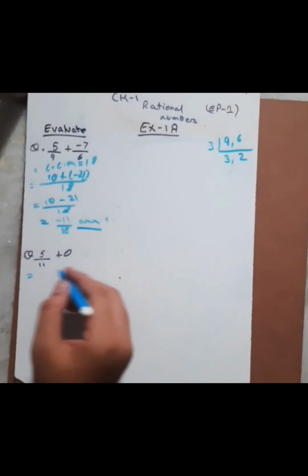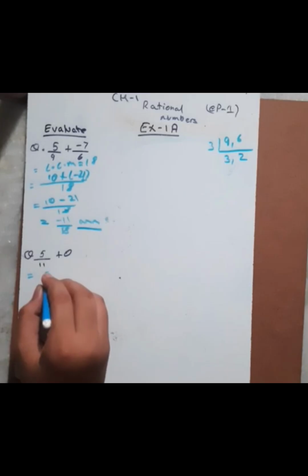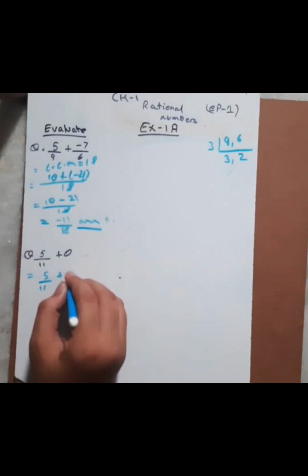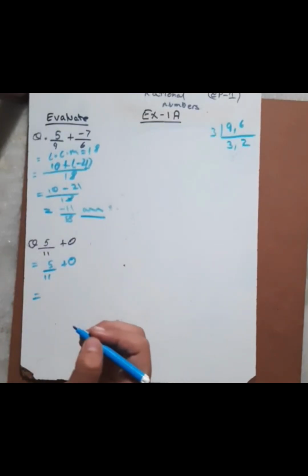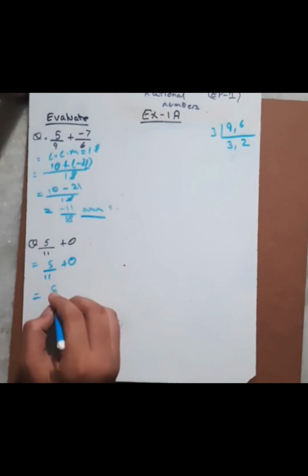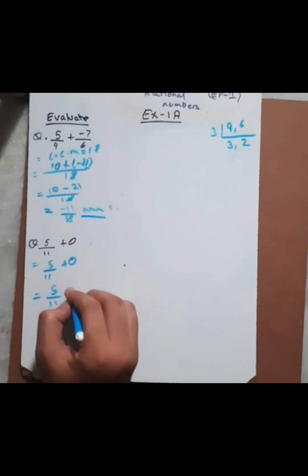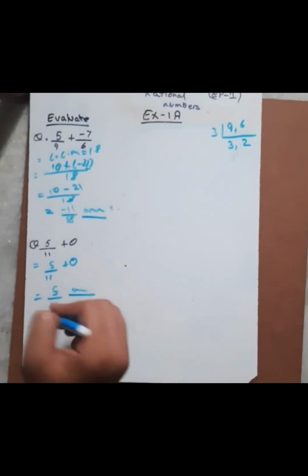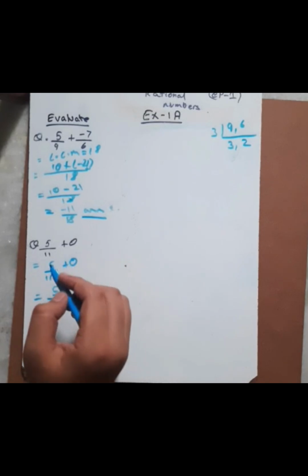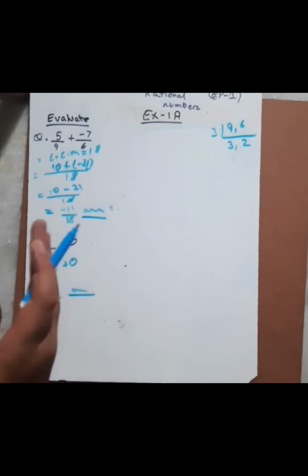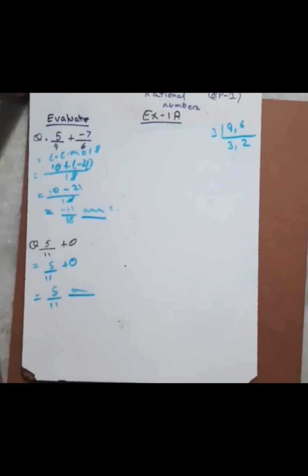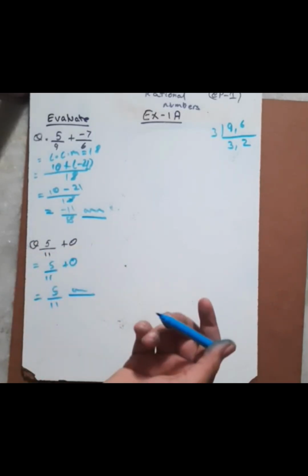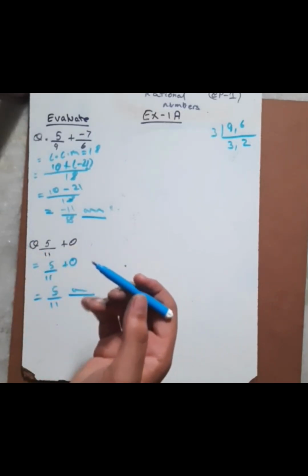So how many rupees will you have now? 150. So 5 by 11 plus 0, how much will you have now? 5 by 11 is the answer. It would be simple. It's not rocket science, bro. Just evaluate it.